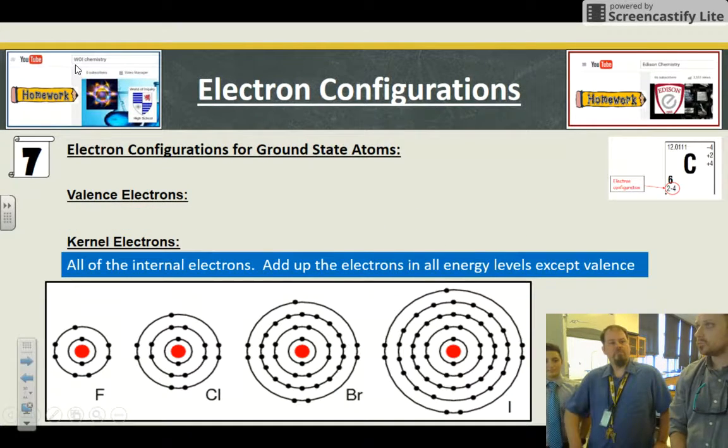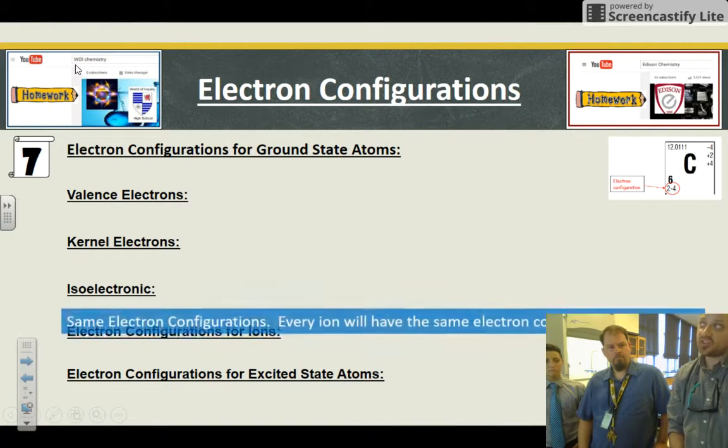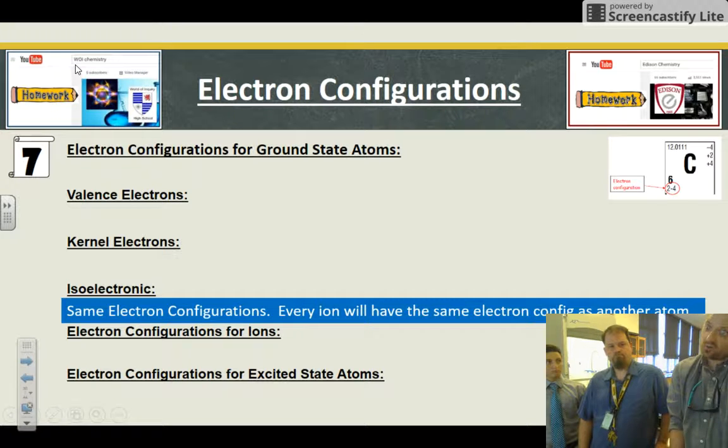The kernel is all of the internal electrons. So if you're not a valence electron, you're a kernel electron. It's just that simple. Add up all the rest of them and you got it. They're the inside ones, like kernels are on the inside of popcorn.